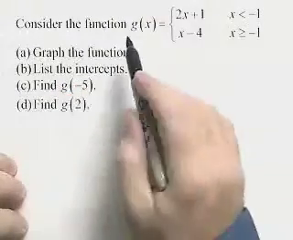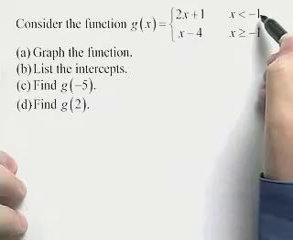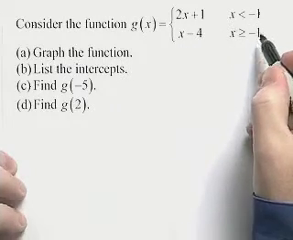For this problem, we're going to examine a piecewise defined function. Here we need to consider the function g of x equals 2x plus 1 for x less than negative 1 and x minus 4 for x greater than or equal to negative 1.